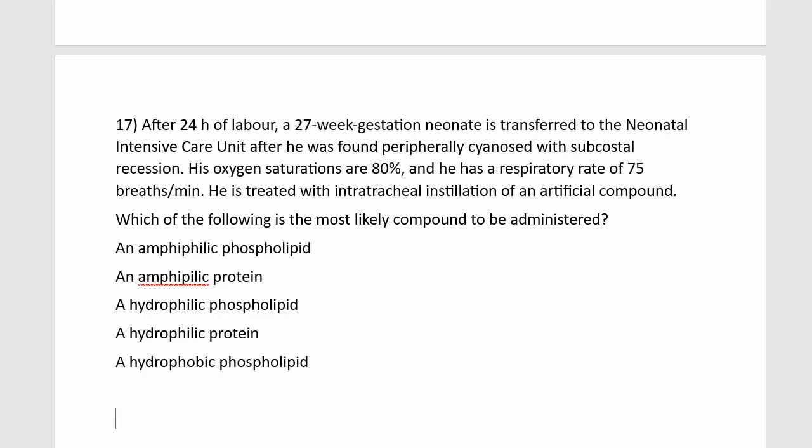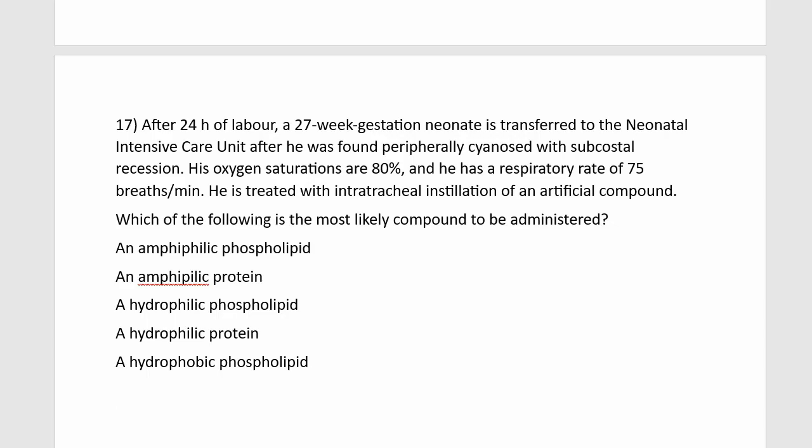Which of the following is the most likely compound to be administered? Is it an amphiphilic phospholipid, an amphiphilic protein, a hydrophilic phospholipid, a hydrophilic protein, or a hydrophobic phospholipid?